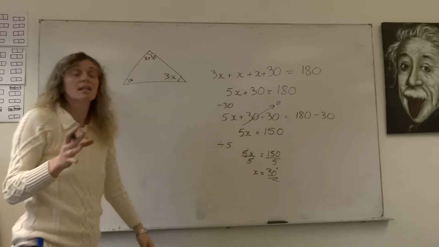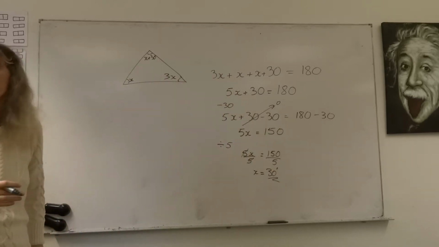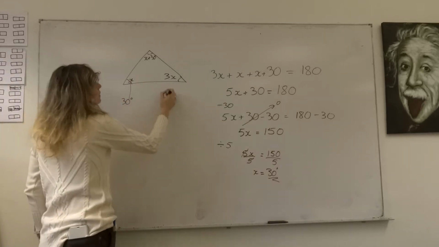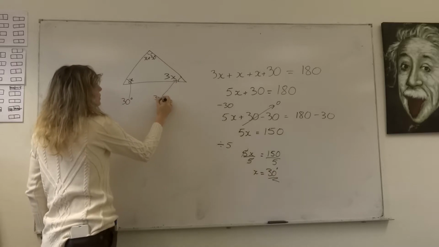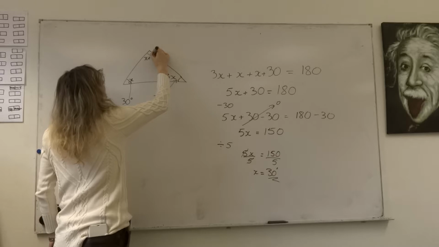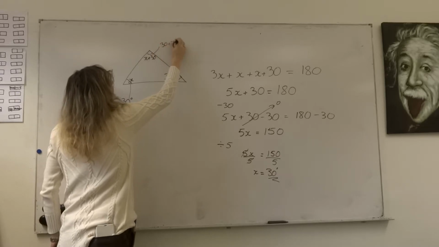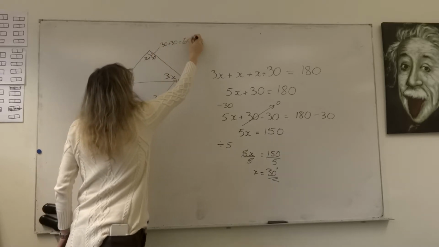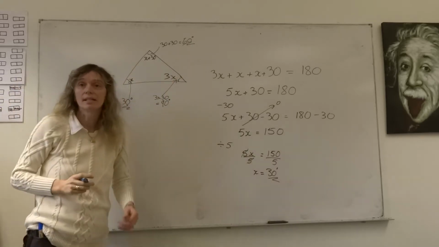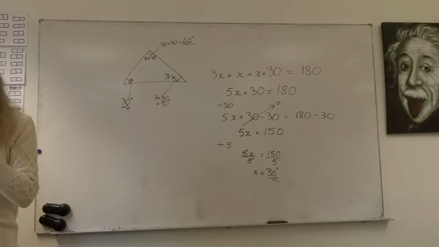I'm not finished because I said what are the sizes of all the angles. So I now know that this one is 30 degrees. This one is 3 times 30, which is 90 degrees. And this one is 30 plus 30, which is 60 degrees. So my three angles are 30, 60, and 90 degrees in that triangle.